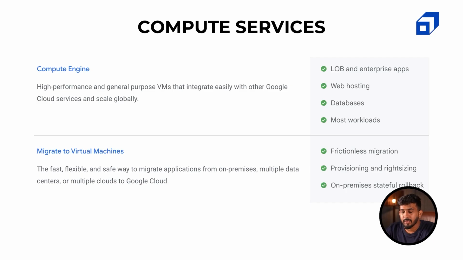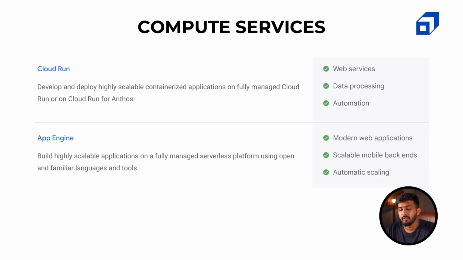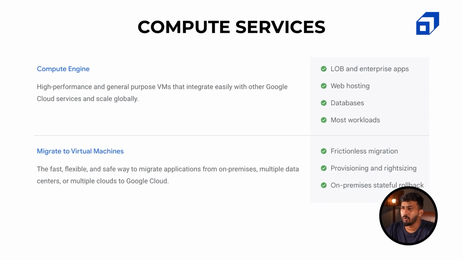There are various services that help you do that, and computing is basically just CPUs and RAM, basically a server or basically a computer, but you get to do it on the cloud. That's basically it. And it provides a range of services. For example, over here, let's talk about a couple services. So there is Compute Engine, there is Migrate to Virtual Machines, there is Cloud Run, and there is App Engine. Okay, so let's look at them one by one.